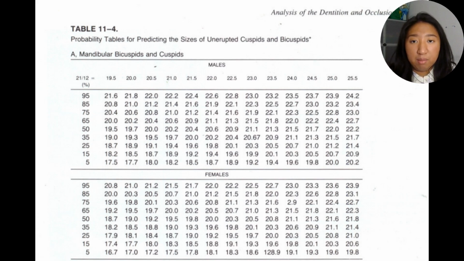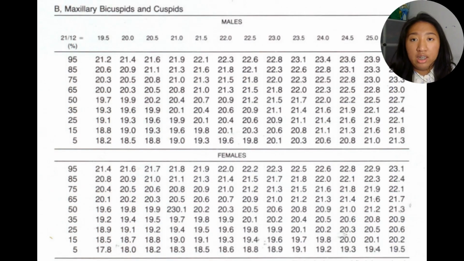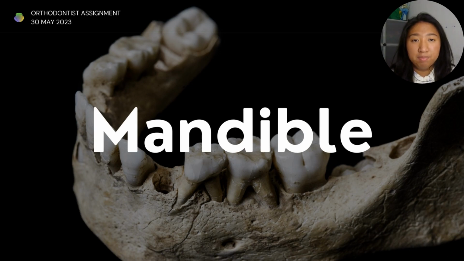Okay, so this is the probability table for predicting the size of the unerupted cuspid and bicuspid. This is for the mandibular. The top part is for males and the bottom part is for females. This is also the probability table, or chart, for the unerupted bicuspid and cuspid estimation sizes. The top part is for males and the bottom part is for females. Mandible.